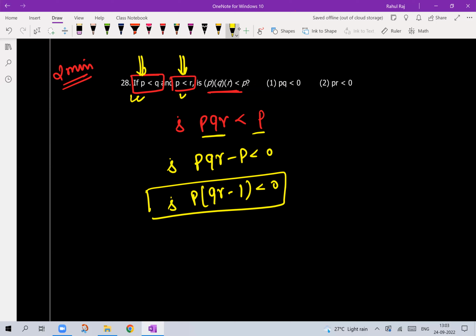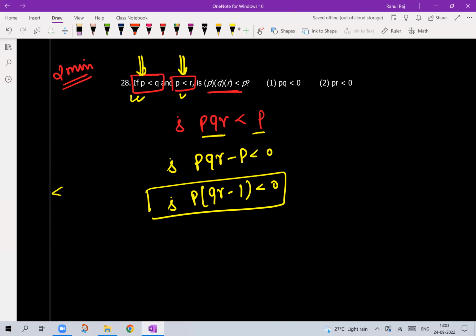Sorry for interrupting. Just a basic doubt. After I solved till here, we can't solve further. I mean, we can't shift QR minus 1 to the right side, right? No, you can't. Imagine if AB is less than 0. You can't say A is less than 0 by B. Yes, I know. I just wanted to confirm.